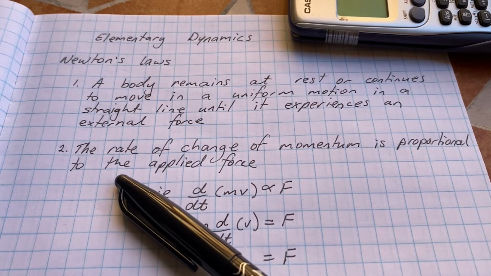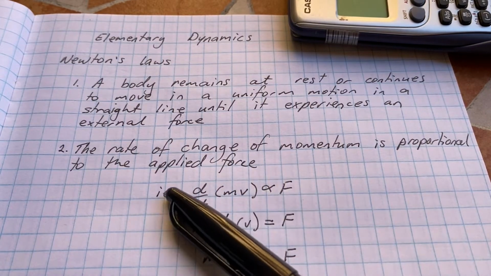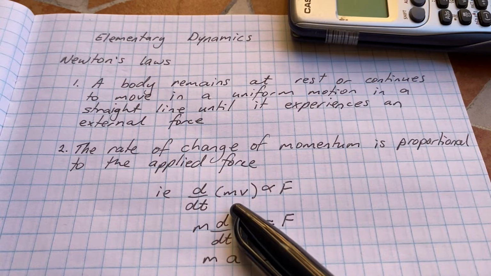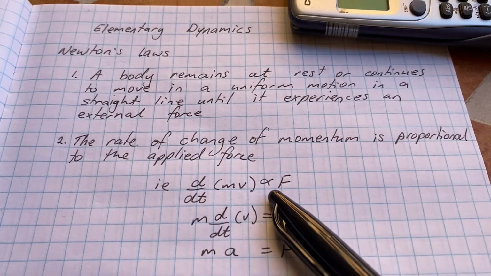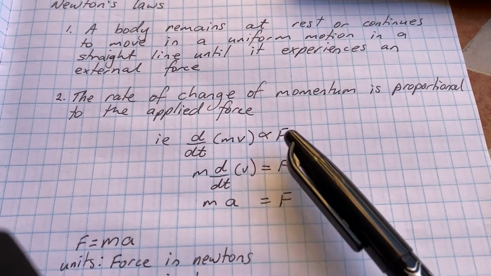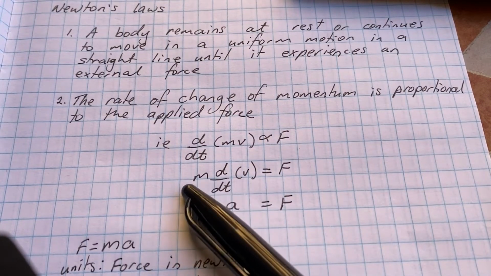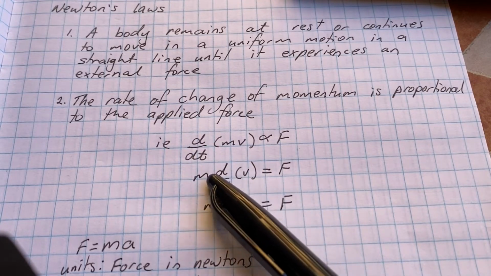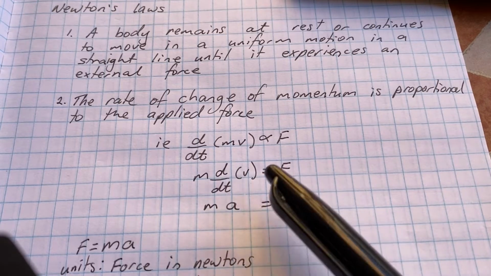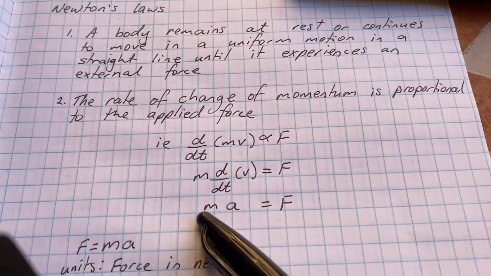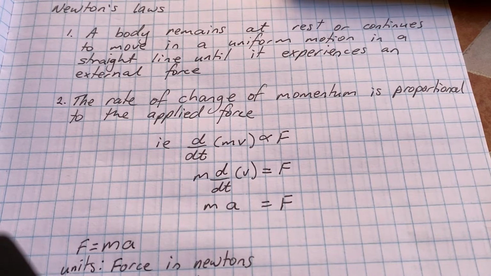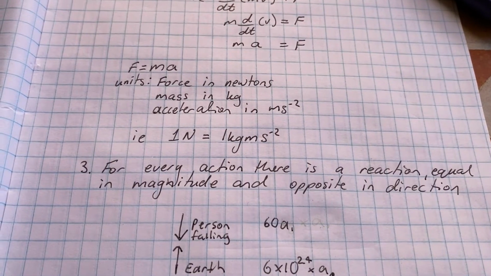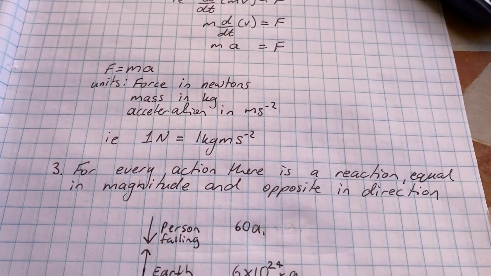The second law: the rate of change of momentum is proportional to the applied force. The rate of change, of course, is the derivative. Momentum is mass times velocity, and that's proportional to force. If we choose a suitable constant of proportionality, we can bring the m out the front, so mass times the rate of change of velocity is equal to force. The rate of change of velocity is acceleration, so mass times acceleration is equal to force. That equation, force equals mass times acceleration, comes up a lot in the remainder of this chapter.